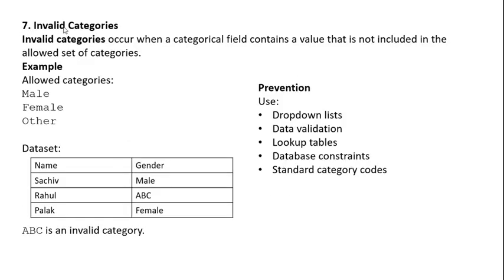Quantities cannot be negative, so -20 is invalid. And seventh is invalid categories. Invalid categories occur in a categorical field that constrains values, when the values are not included in the allowed set of categories. For example, allowed categories like male, female, and other. If the dataset gives one record for gender as ABC, ABC is an invalid category.